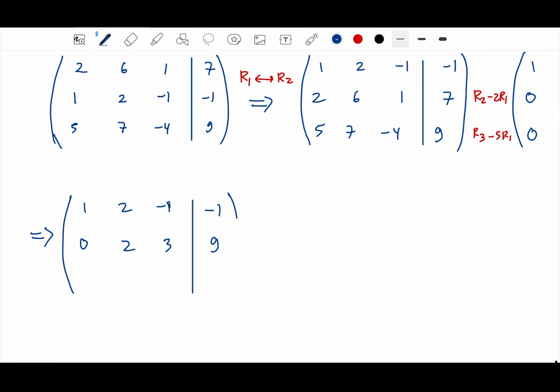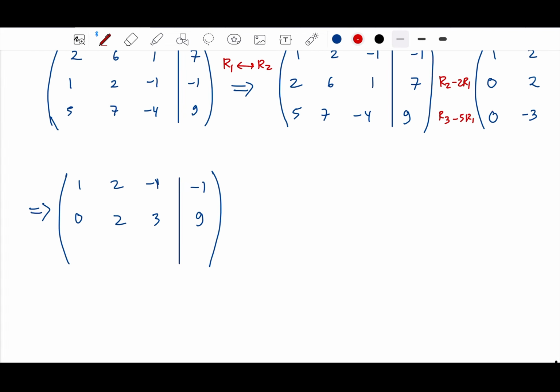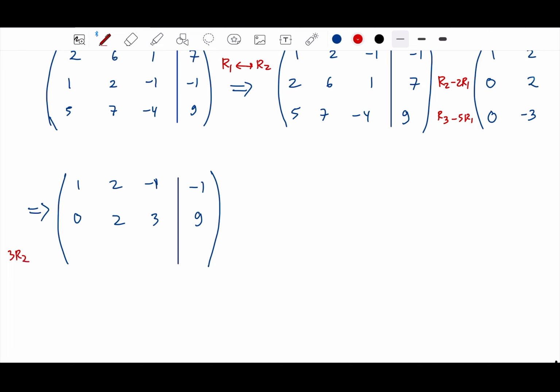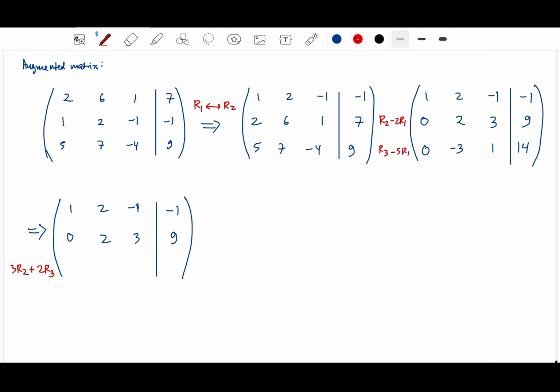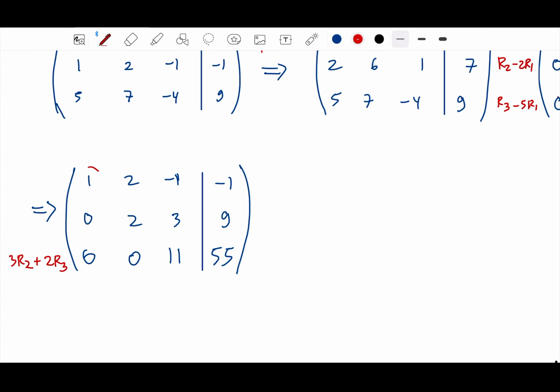Okay. And then the last row will be 3R2 plus 2R3. So 3 by 2 is 6. 6 minus 6 is 0. Okay. So this is 0. This is 0. And then 3 by 3 is 9. 9 plus 2 is 11. And then 27 plus 28, 55. Okay, now the next thing here, I want to make the diagonal 1.